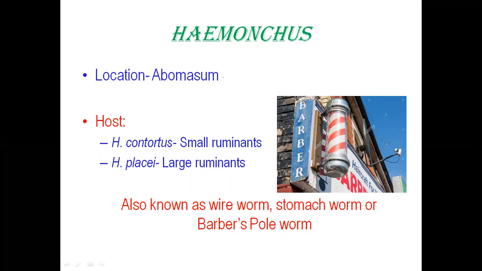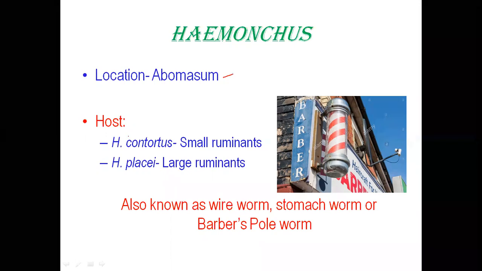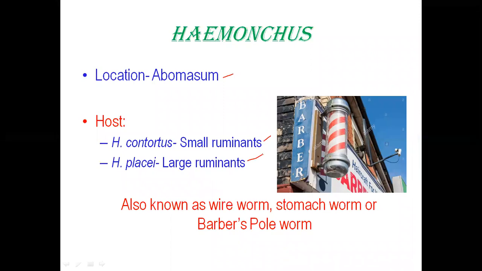Okay, so the parasite is located in the abomasum. As I told you, they are located in the gastrointestinal tract. Here, Haemonchus contortus is the one infecting small ruminants, whereas Haemonchus placei infects large ruminants. In recent books, if you read, they say there is no more Haemonchus placei, that it is a variant of Haemonchus contortus only. But for our class, let's say there are two species: Haemonchus contortus, and Haemonchus placei, which infects large ruminants.